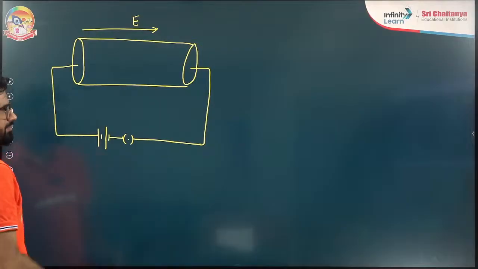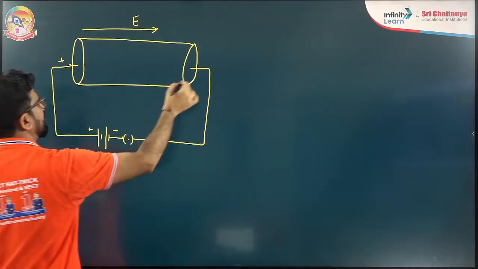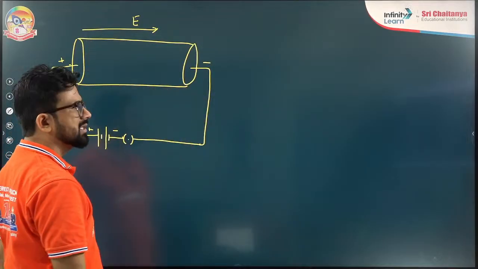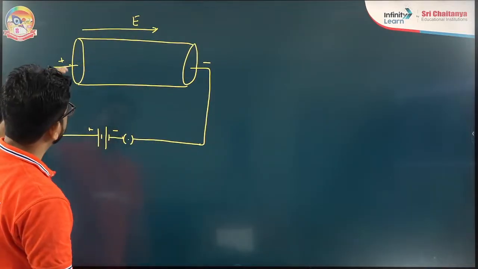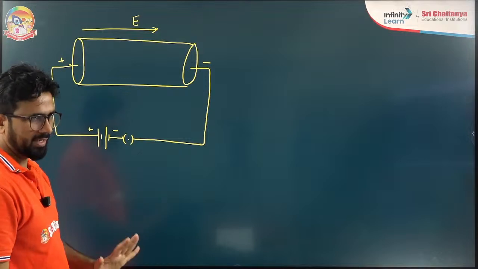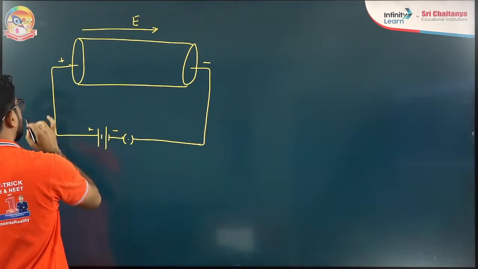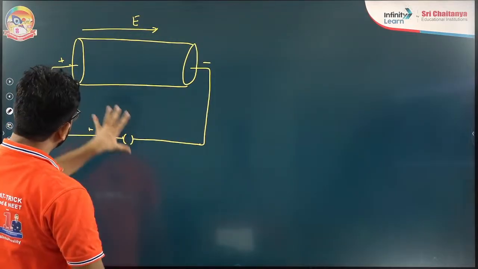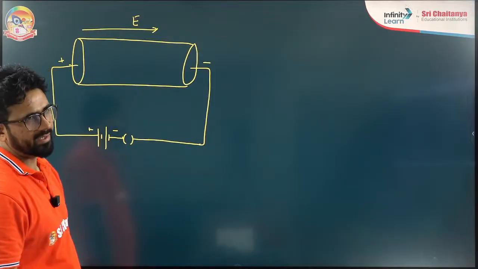Why is this field E? Because this is positive, this is negative. That means this is positive charge and this is negative charge. Then from positive to negative there would be a field. But for now I am saying that this switch is open. That means no field. There is no field if this switch is open. Switch open means no current is flowing.